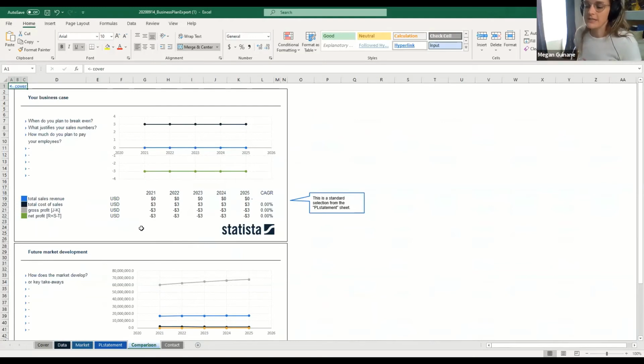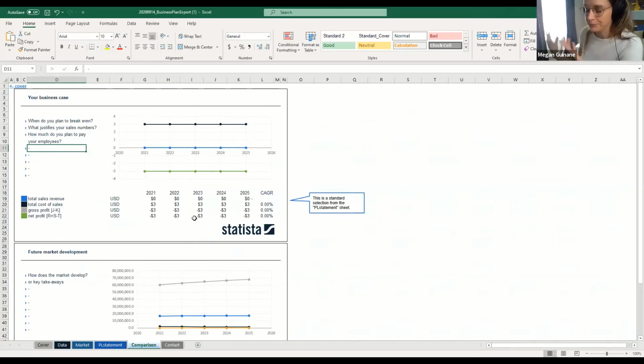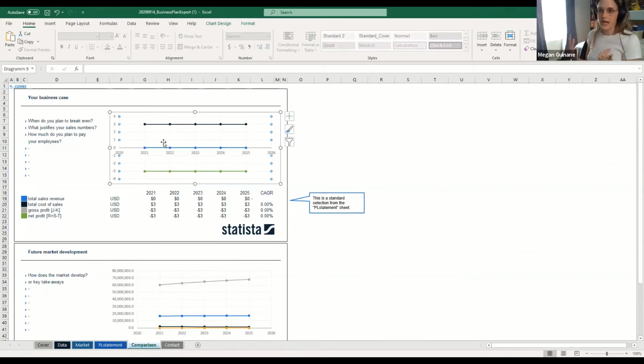So this takes information from the previous pages and just shows those overall projections over time. So this can help answer questions: when do you plan to break even? What justifies your sales numbers? You can add in some other information as well, and screenshot and put this into your presentation. But anything that you put into your profit and loss statement would be reflected here. So it just helps visualize those numbers.